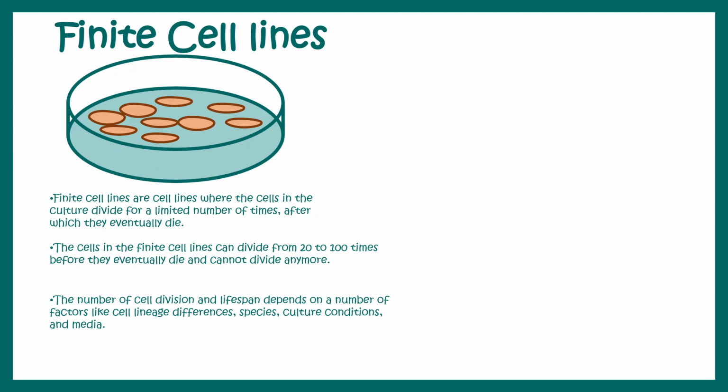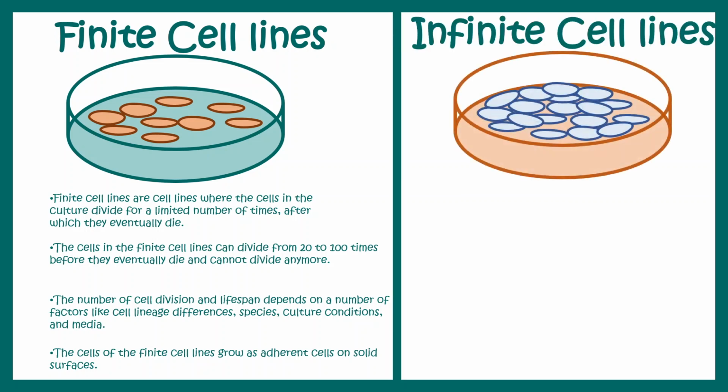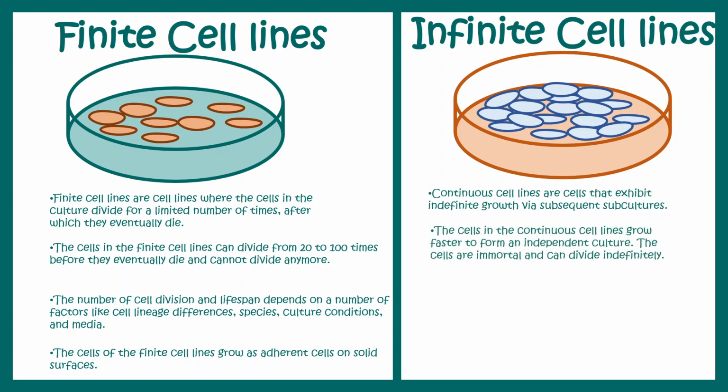Now let me tell you that finite cell lines are generally adherent in nature. That means they would stick to the surface of the culture plate. Now, infinite cell line, in contrast, can grow for an indefinite number of times. They generally divide faster compared to a finite cell line. These cells can eventually grow on top of one another, forming a multi-layered structure like a tumor. So, infinite cell lines are pretty much like a tumor or a cancerous cell.